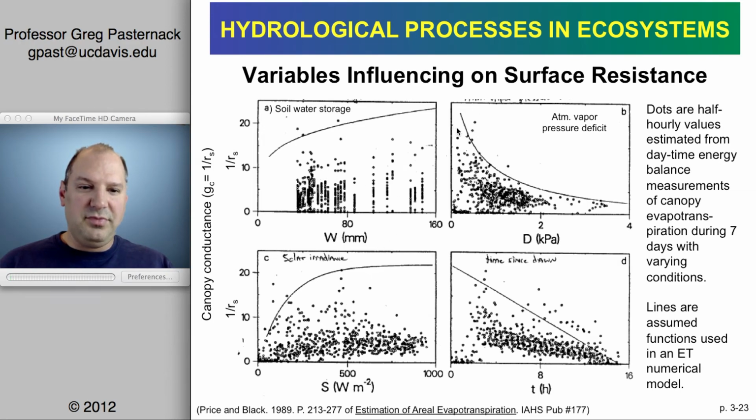In general, in this particular study here, we see that the curve shows this trend, but there's really a lot of variability through time and so on for these other variables. So you should just think on your own, like, what is the effect of solar irradiance or time since dawn? What should that be? And then there's a lot of variability in the actual data.